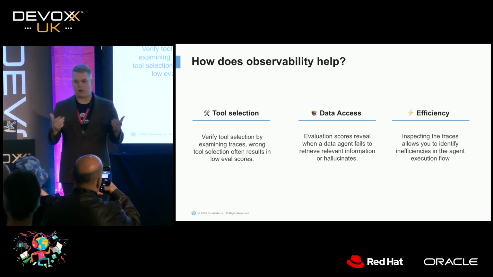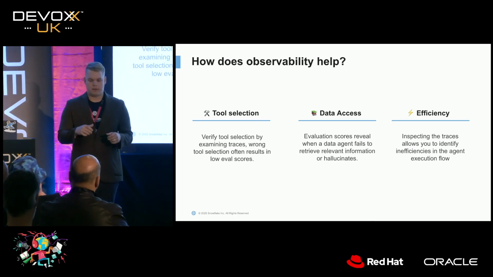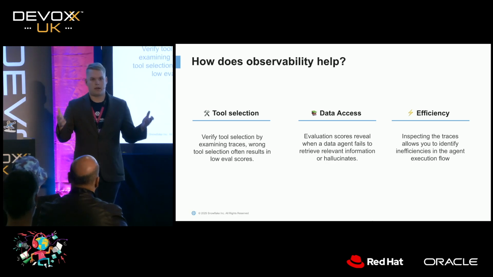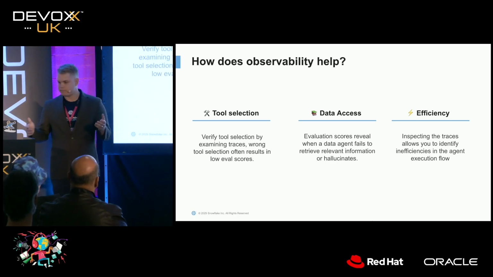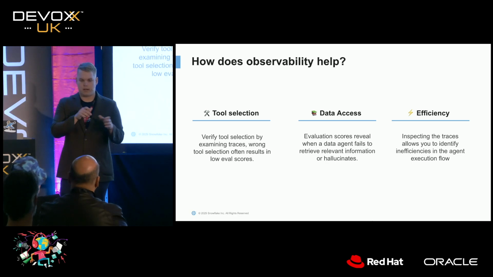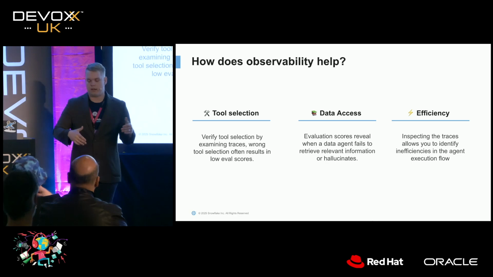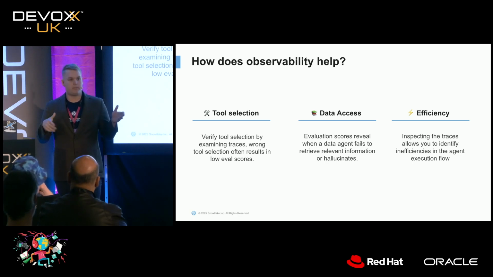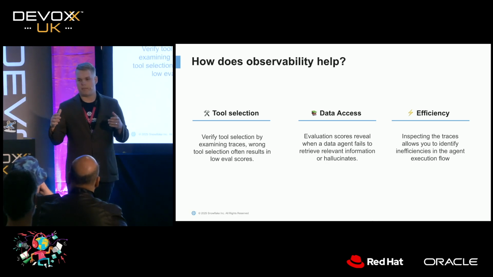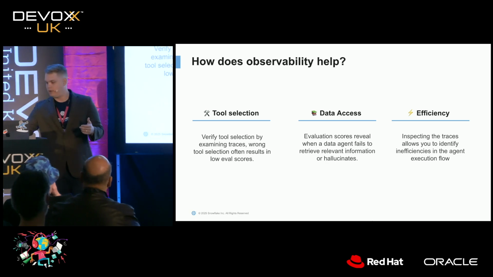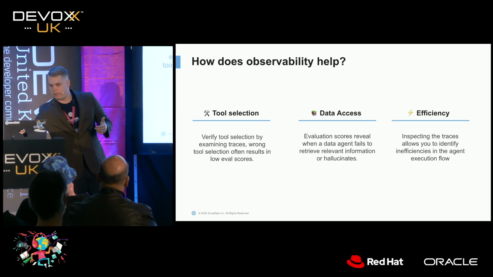This will often also show up in the eval results, either through maybe a low search relevance score, or we'll see hallucination down the line. And then for efficiency, we can also often identify inefficient execution flows by looking at the traces. And there are some emerging ways to think about evaluating these, but I'd say as an industry, we're still kind of in progress on that piece.